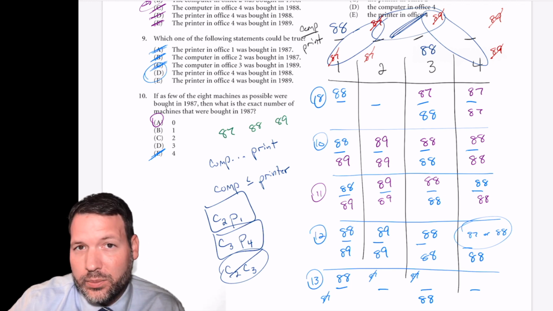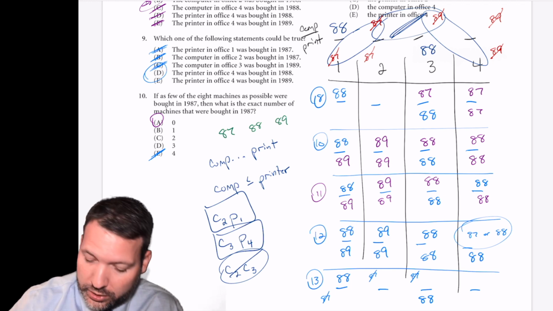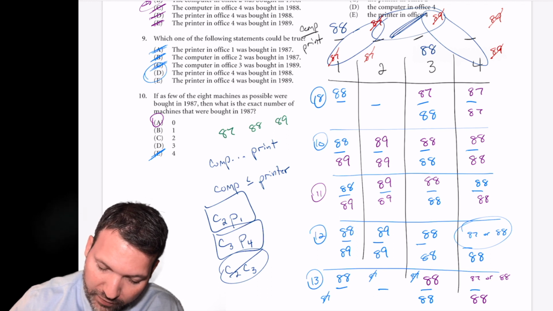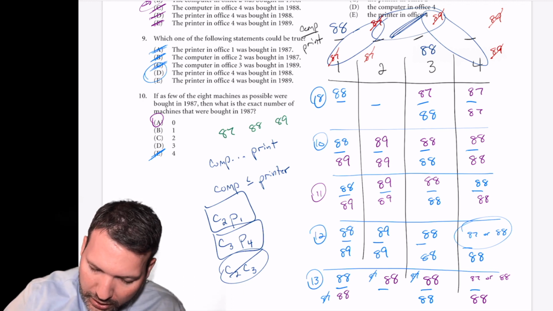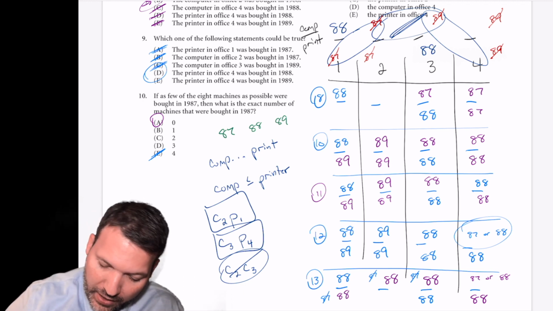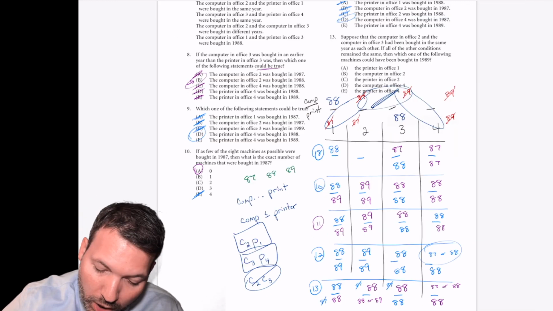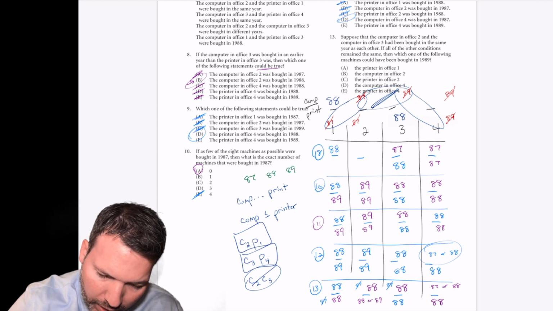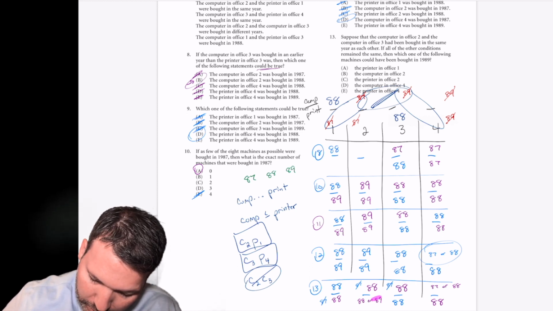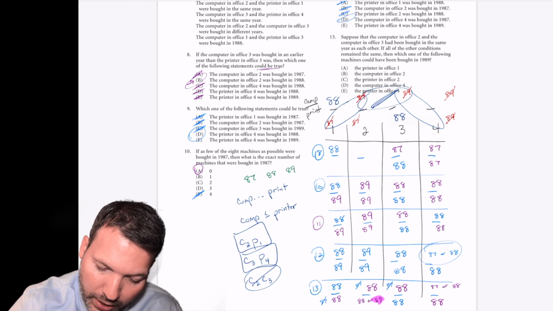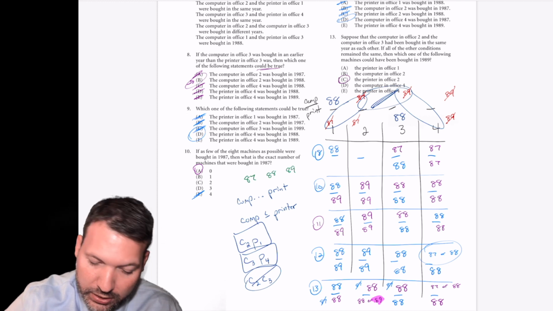So in fact, if it's going to be in an earlier year or the same year as the printer there, it has to be 88, which means this has to be 88. This would still be 87 or 88. Of course, now if computers in 2 and 3 are the same, that's also 88. Printer in 1 is 88. And then I guess 88 or 89 would work for Office 2 printer. What could have been bought in 89? Well, I only see a couple things. Wait, couple or just one thing? Yeah, the only thing that can be bought in 89 is the printer of Office 2. And as I look at the choices, that is answer choice C.